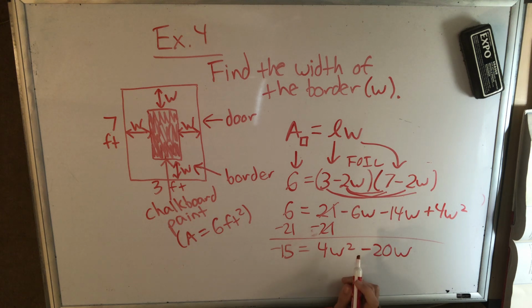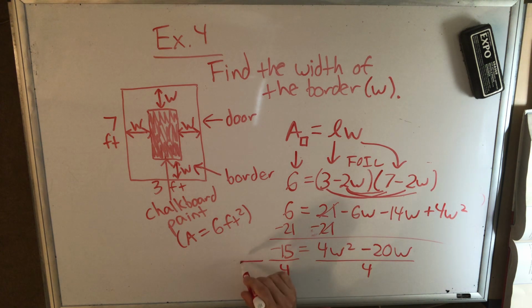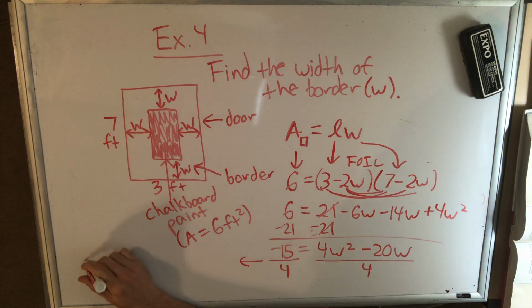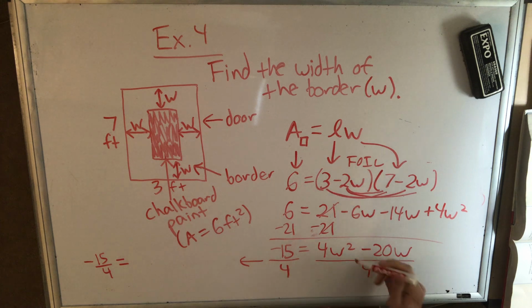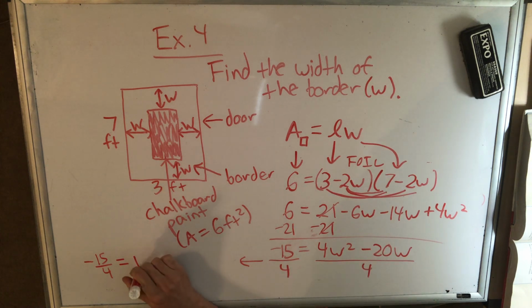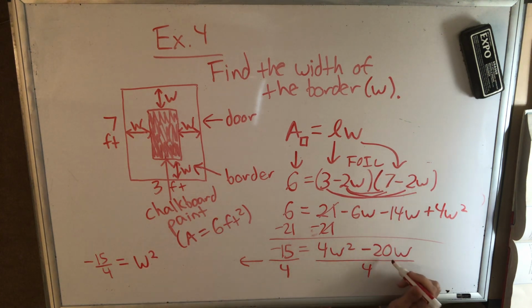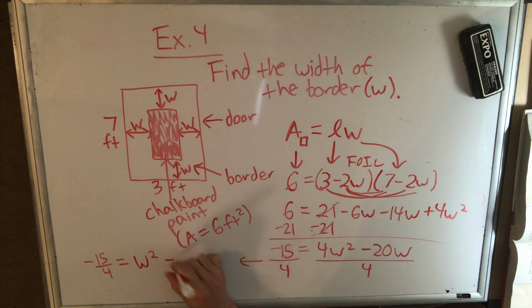And the variable square term cannot be multiplied by a number when completing the square. So let's divide each side by 4. So each term gets divided by 4. That's going to be negative 15 over 4 equals 4w squared divided by 4 is w squared. Negative 20w divided by 4 is negative 5w.